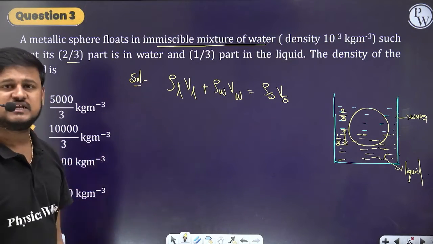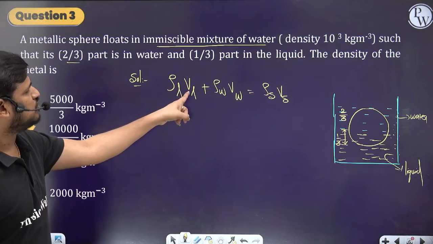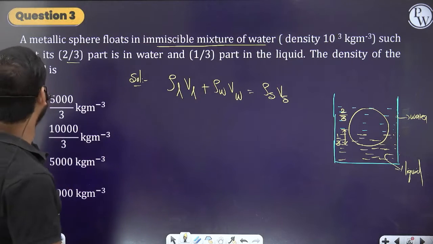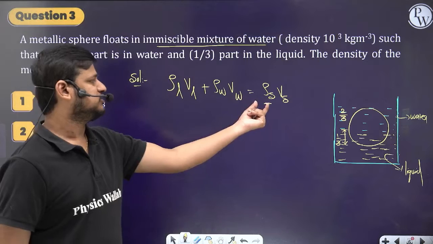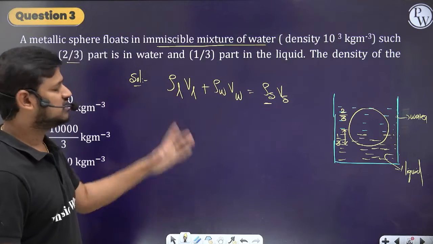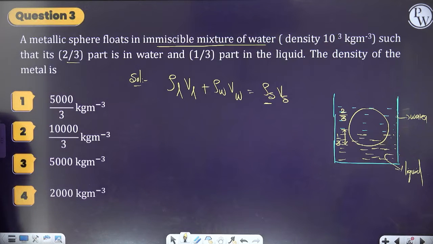Now you can solve the question. You can solve it easily, right? It's just calculations. What is the density of the liquid, what is the volume of the liquid, and we have to find the density of the metal. So this rho s we have to find. Just substitute the values. Do it fast, guys. I'll give 1 minute. Do the calculations on your own.